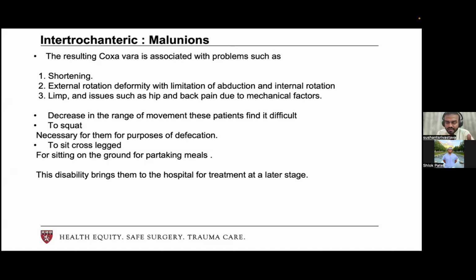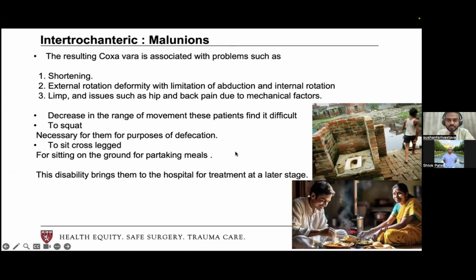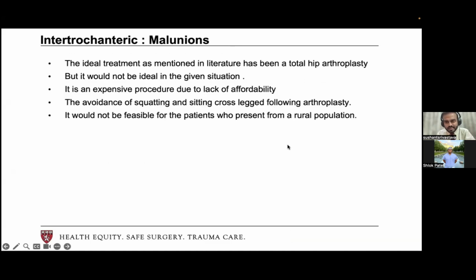One is squatting and the other is sitting cross-legged. In the Indian or Southeast Asian tradition, squatting is a very important thing, done for the purpose of defecation. So when this is lost, patients have issues. Also, patients who are not able to sit cross-legged on the ground to partake meals also come to us in the OPD. And that is where the whole cycle starts.